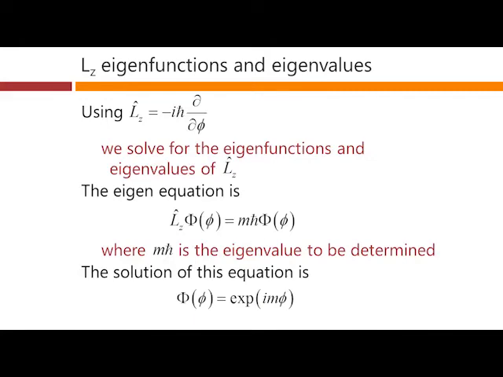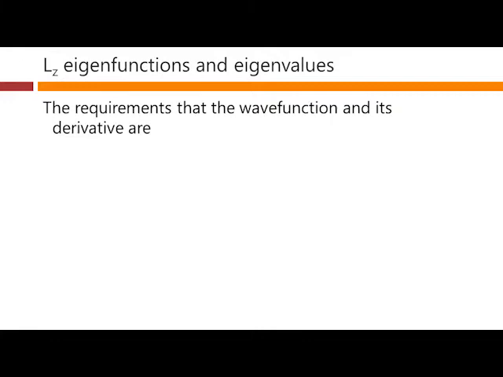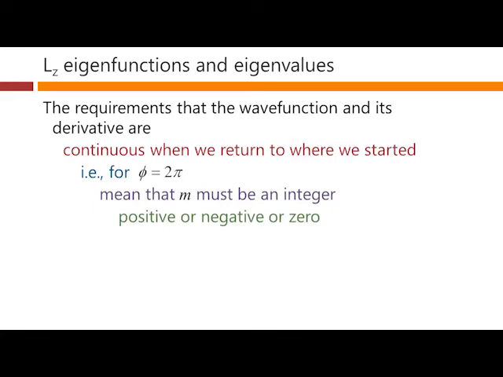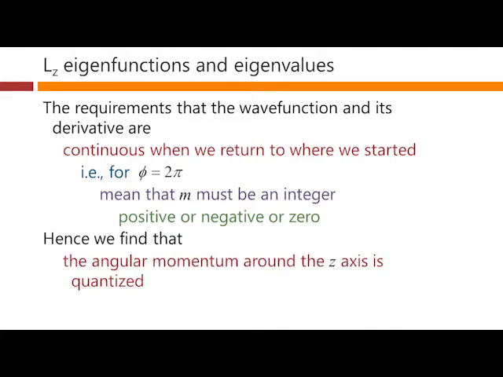We have to do a little bit more work, though. The requirement that the wave function and its derivative are continuous when we return to where we started, that is, when we go around a complete 2 pi of angle, means that the number m must be an integer. It can be positive, negative, or zero, but it must be an integer. Hence, we find that the angular momentum around the z-axis is quantized, in units of h bar. The eigenvalues are m h bar, where m is an integer, positive, negative, or zero.